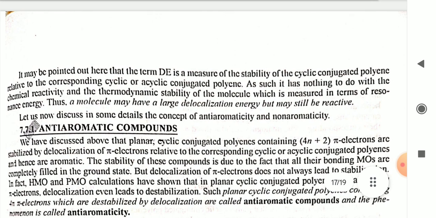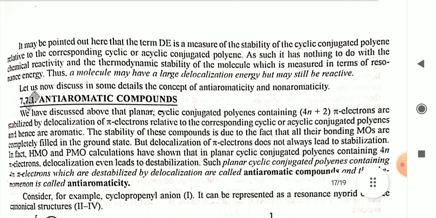It may be noted here that the term DE is a measure of the stability of a cyclic conjugated polyene relative to the corresponding acyclic conjugated polyene. As such, it has nothing to do with the chemical reactivity and the thermodynamic stability of the molecule, which is measured in terms of resonance energy. Thus, a molecule may have a large delocalization energy but may still be reactive. Let us now discuss in some detail the concepts of anti-aromatic and non-aromatic.